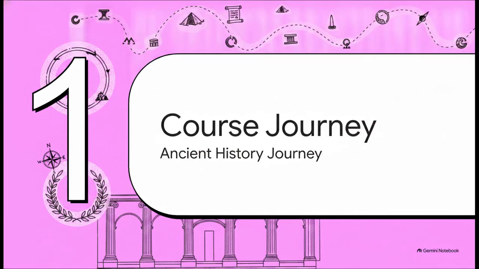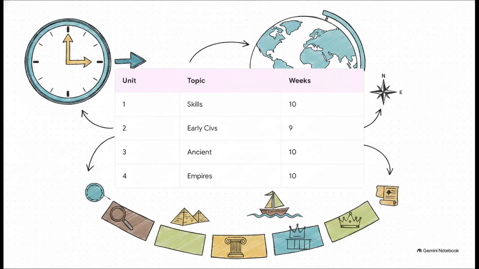Section 1, the ancient history journey. Let's start by grabbing a bird's eye view of your pacing guide. Think of this as the structural foundation for your entire ancient history journey. Your year is neatly carved up into 4 distinct phases, spanning roughly 39 weeks. We've got 10 weeks dedicated to Unit 1, 9 weeks for Unit 2, and then 10 weeks each for Units 3 and 4. This really deliberate pacing gives us plenty of time to truly explore how geography and human choices shape survival, rather than just rushing through a boring list of dates.